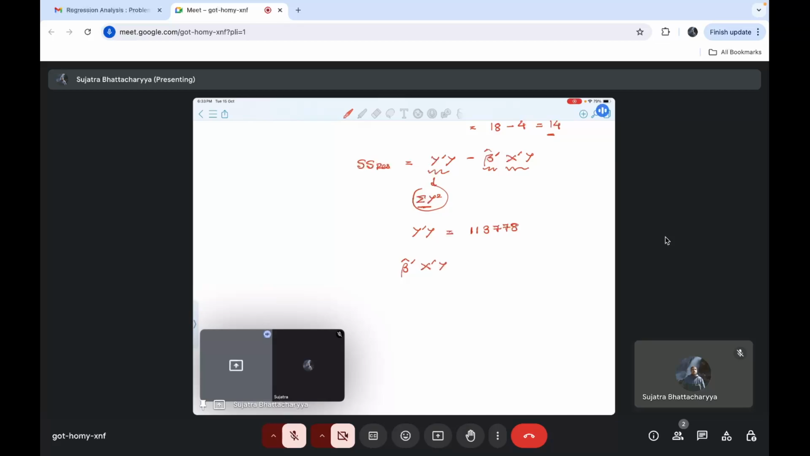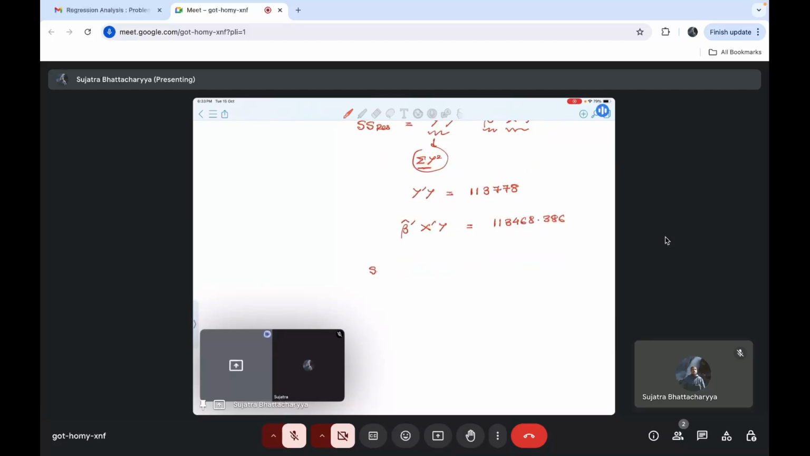If you want to calculate, you can calculate. It will be about 113468.386. This should be the answer. So now the SS residual can be easily calculated. SS residual will be y prime y, 113778, minus beta hat prime x prime y, that is 113468.386. Now, if you calculate this, it will come out to be 309.6137. This is SS residual.